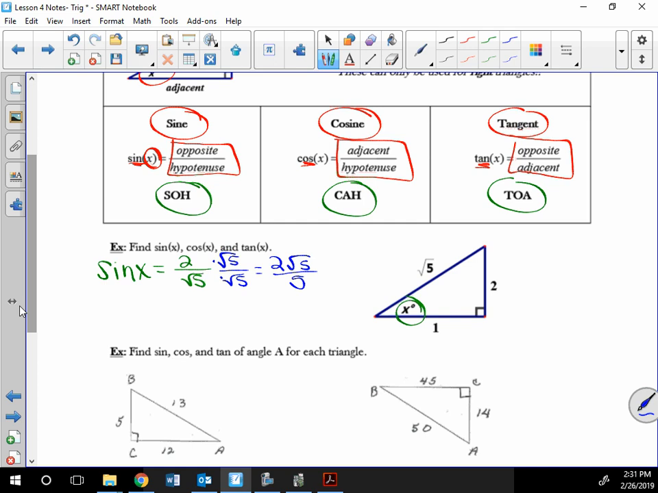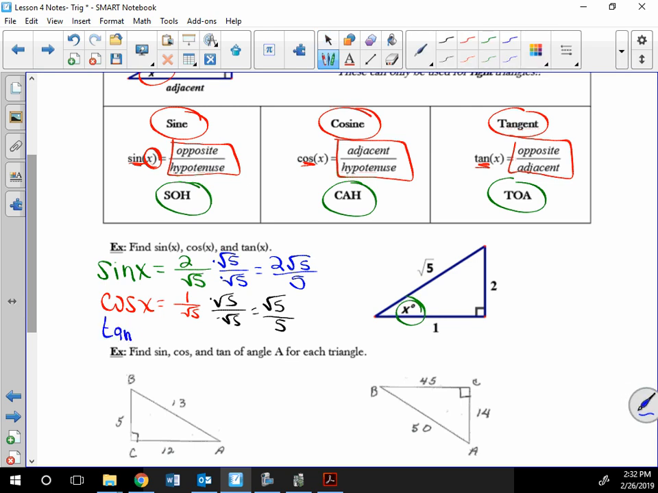All right, so let's go ahead and do our ratios for cosine and tangent. So our ratios for cosine of x. Again, this just simply means that I'm comparing adjacent over hypotenuse for the angle x. All right, what's my adjacent? 1. And my hypotenuse? 5. And again, we must rationalize. So I get root 5 over 5. So cosine of x is root 5 over 5. Questions so far? And we'll continue with tangent.